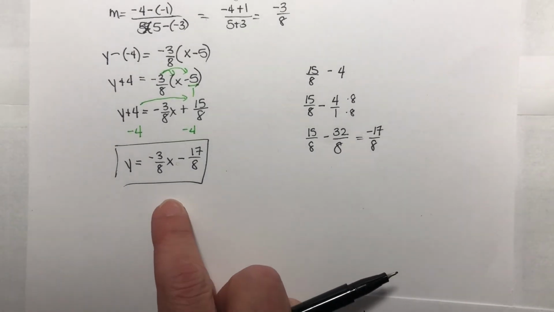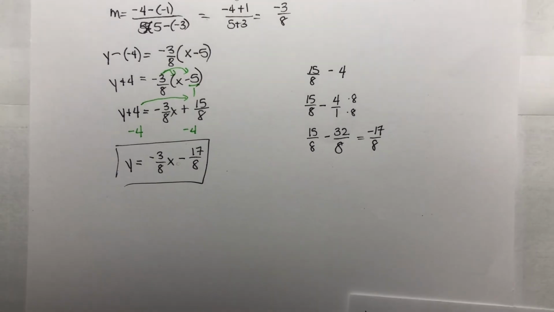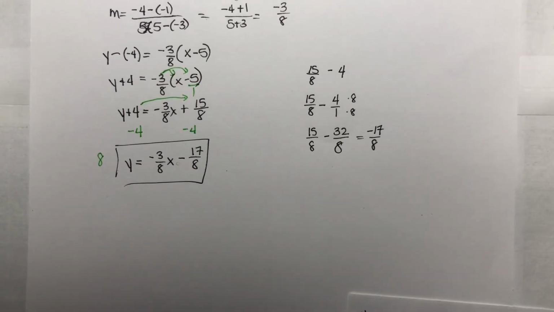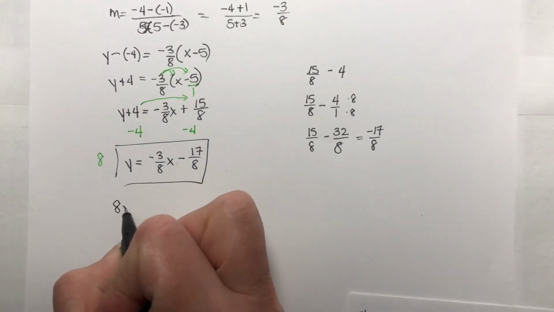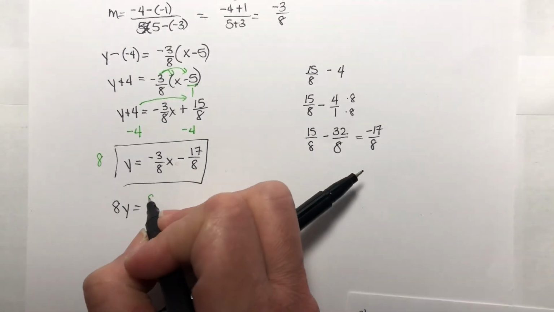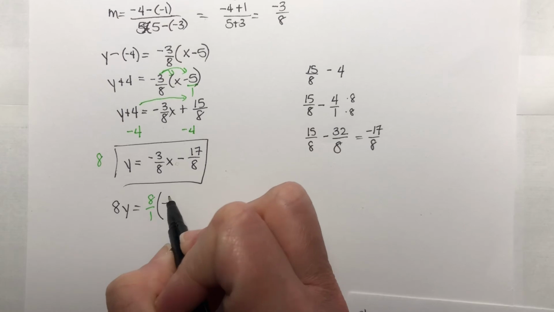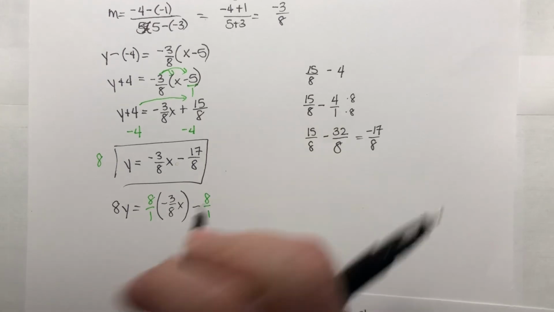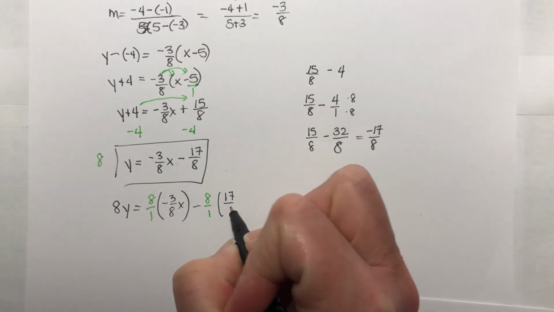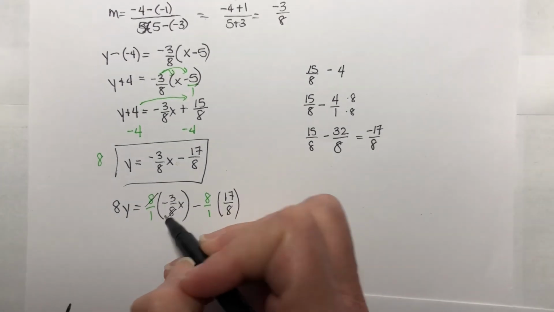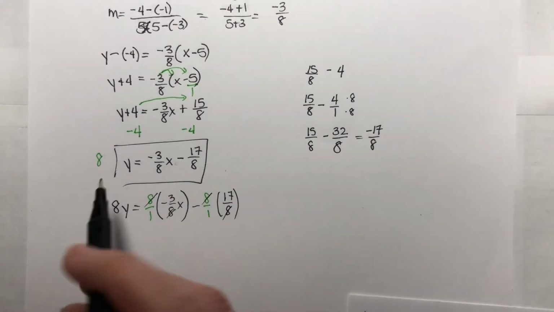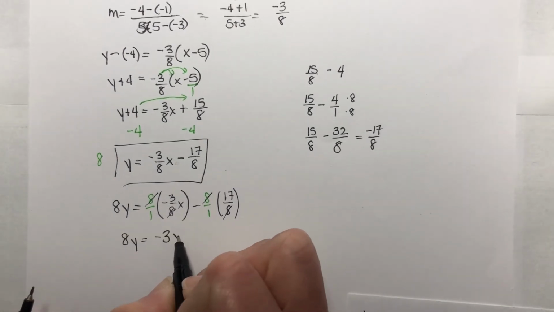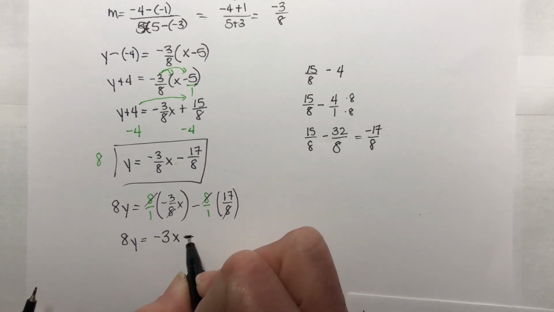Now, if we're going to switch this to standard form, the first thing we have to do is get rid of all of those fractions. So I'm going to multiply every single thing here by 8. So that is 8y equal to 8 over 1 times -3/8 x minus 8 over 1 times 17/8. Now my 8's cancel, and I get 8y is equal to -3x minus 17.